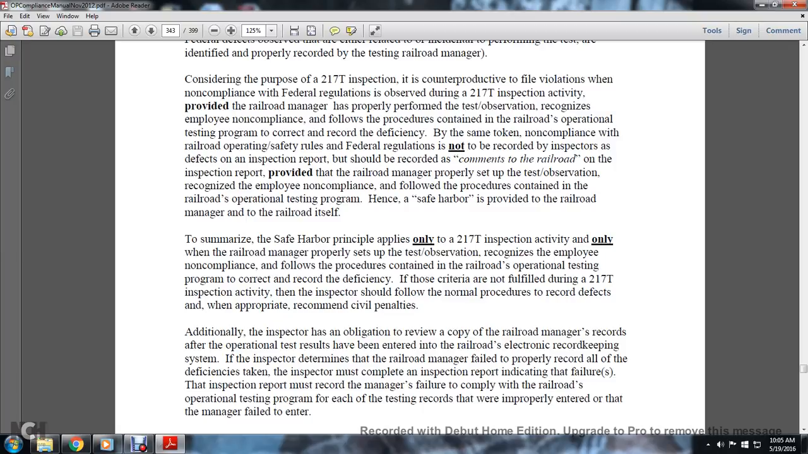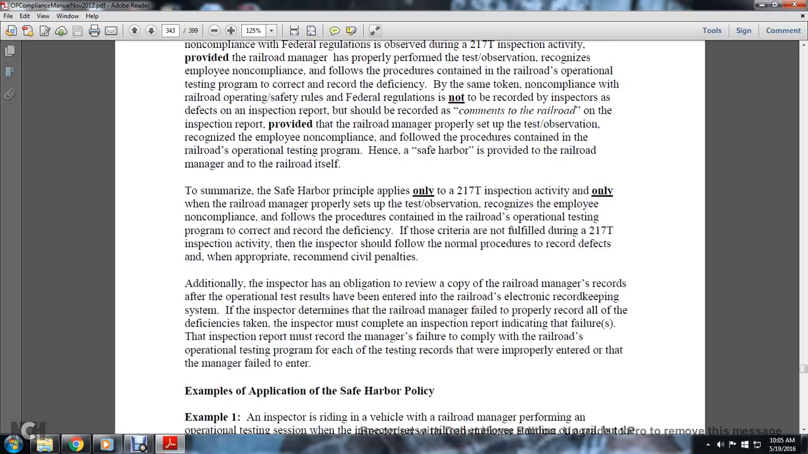By the same token, non-compliance with the railroad operational safety rules and federal regulations is not recorded by the inspector as defects in the inspection report. They should be recorded as comments to the railroad on the inspection, provided the railroad manager properly set up the test and observation, and recognized each employee non-compliance following the procedures maintained in the railroad operational testing program. Hence, safe harbor is provided by the railroad manager and the railroad itself.